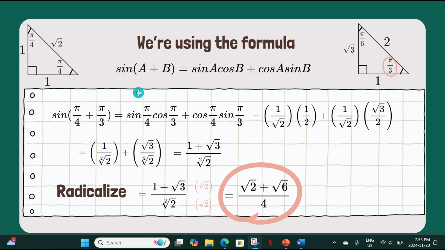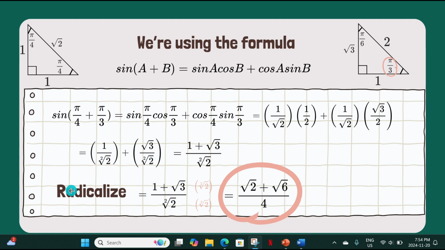Cos pi over 4 is adjacent over hypotenuse, which is 1 over root 2. And sine pi over 3 is opposite over hypotenuse, which is root 3 over 2. When we simplify this, this gives us 1 over 2 root 2 plus root 3 over 2 root 2. And then we have to add, which gives us 1 plus root 3 over 2 root 2.